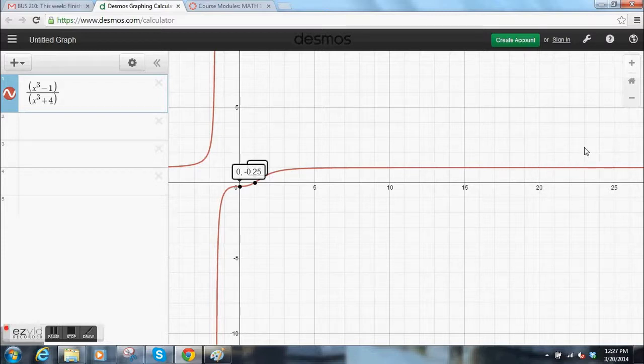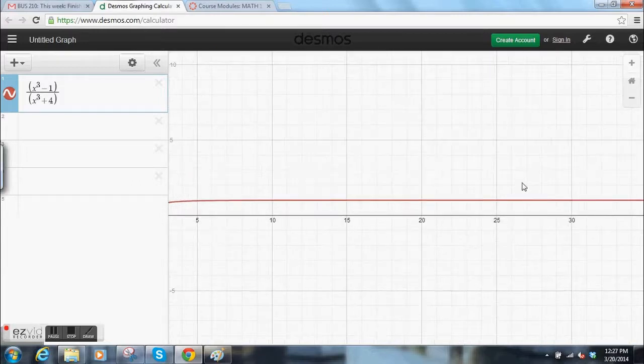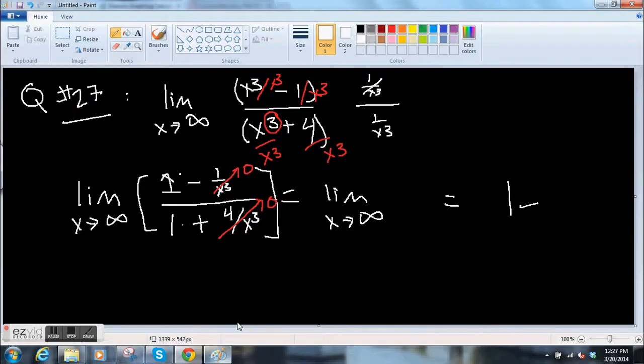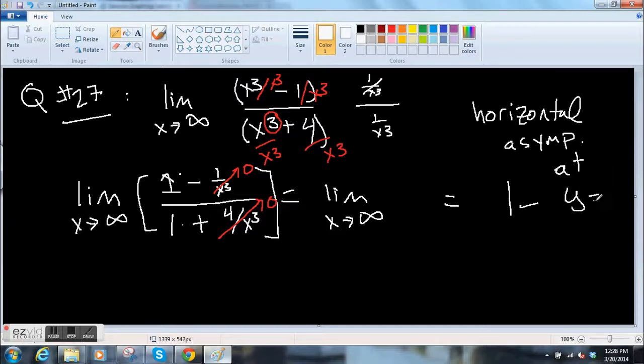Anyway, so you can see on the graph that as x goes to infinity, the function is approaching 1. In this case, it's just saying, forget it, I'm just going to call it 1. But it's actually approaching 1. It never quite reaches 1. So the answer, because this limit as x goes to infinity equals 1, means that there is a horizontal asymptote at y equals 1.